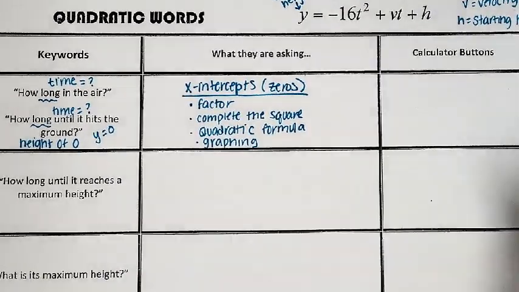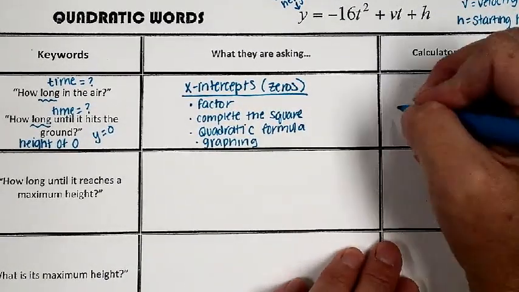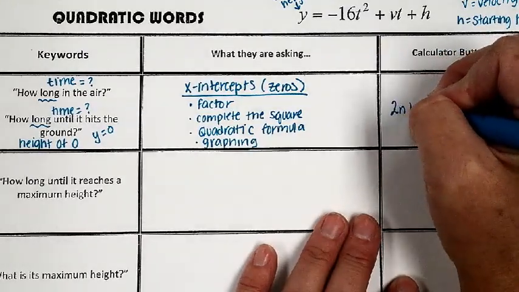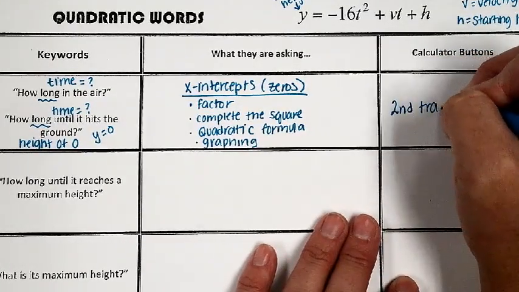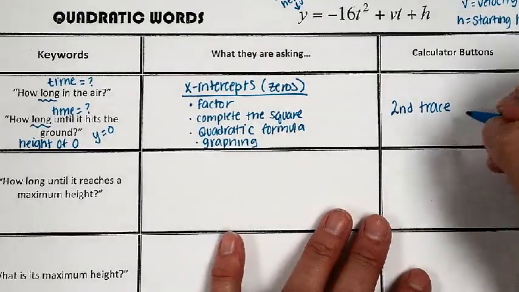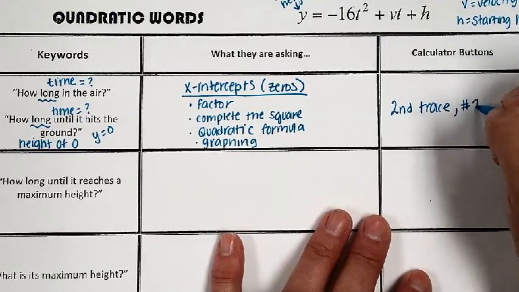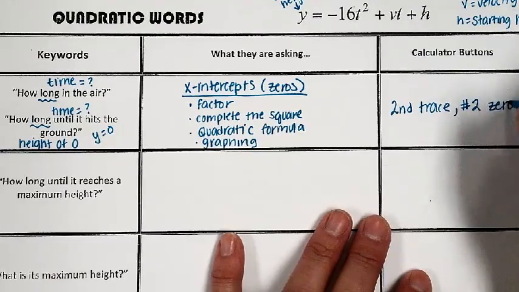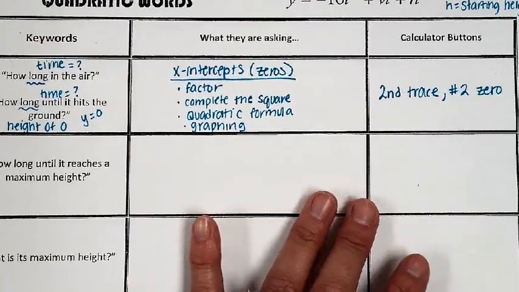Alright, so the calculator buttons, what we would hit: we would do a second trace. So this would be once you are on the graph. Second trace, and then number 2, which is zero. So you have to be on the graph.